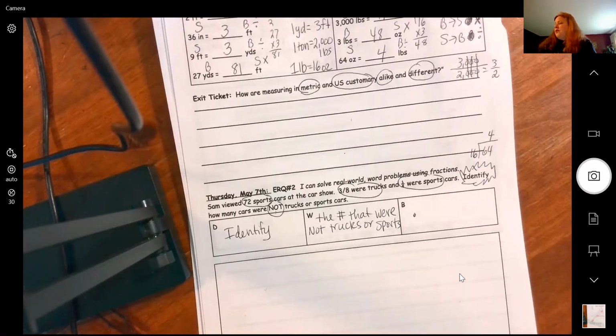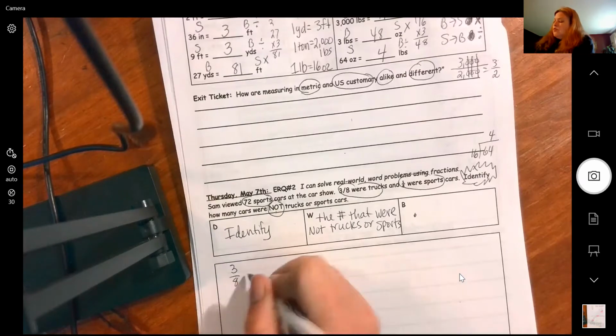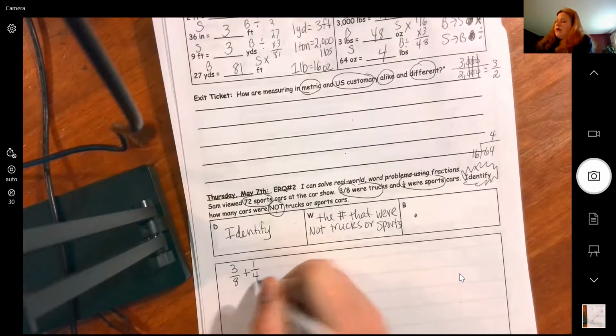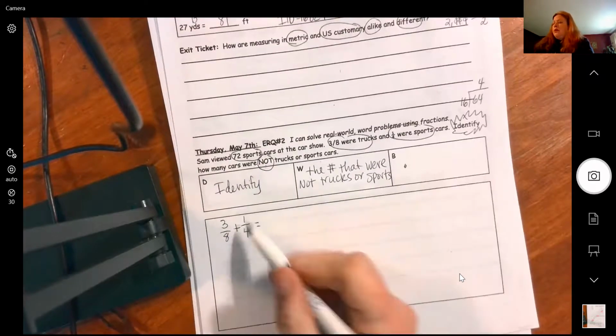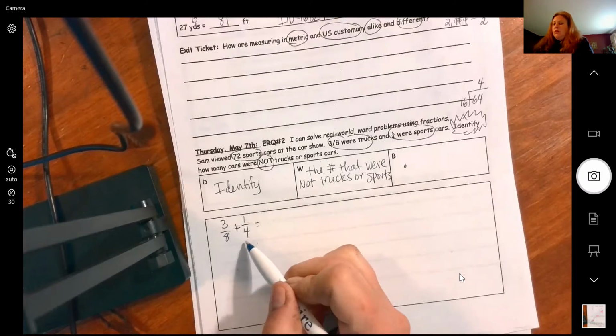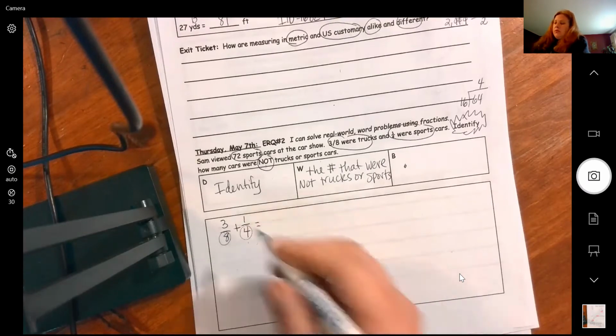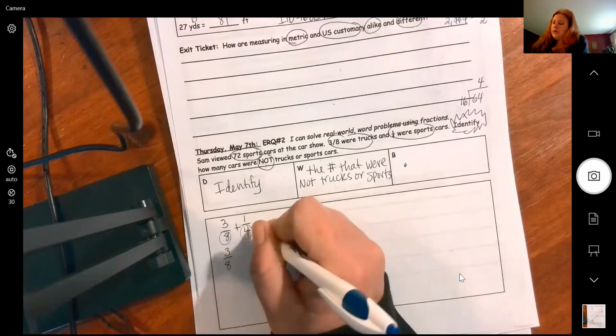All right, so first off, I need to know how many of them were trucks and sports cars. How would I solve that? Well, I need to know how much it is all together. When we're finding it all together, we are finding a sum. Now, what's my problem? Can't do this. What's wrong with it? The denominators are not the same. So I'm going to make like denominators.